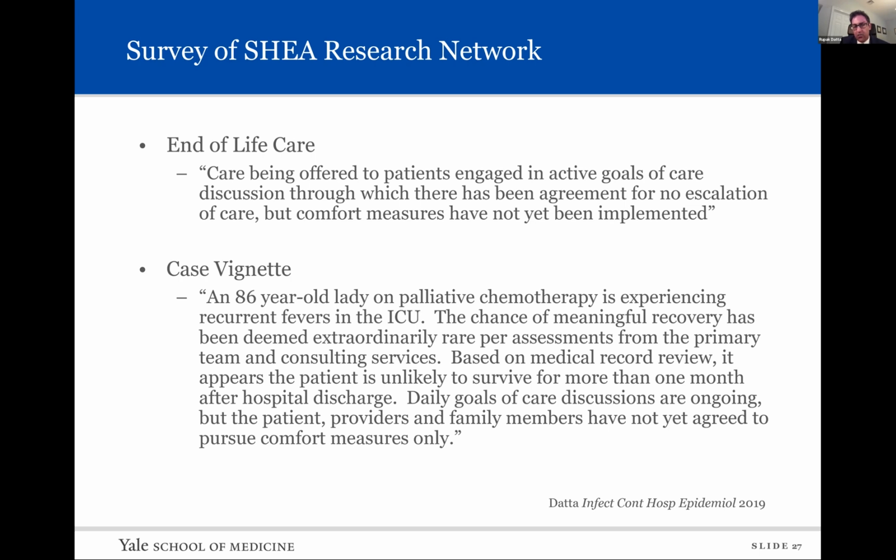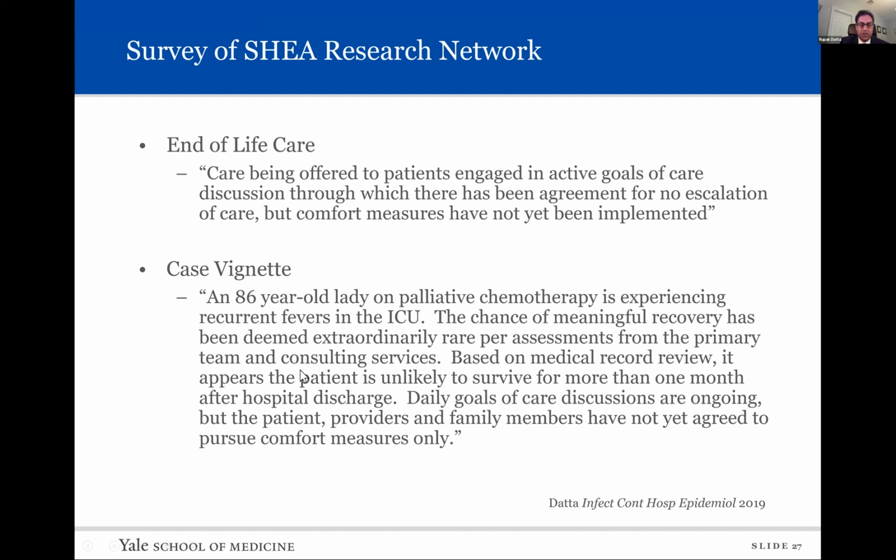And what was shared with these hospitals was a case vignette and subsequent questions related to this case vignette. Because the end of life period is very nebulous and not well defined, we defined end of life care as care being offered to patients engaged in active goals of care discussion, through which there's been agreement for no escalation of care. But comfort measures have not yet been implemented. The rationale here is that many hospitals may have protocols that following transition to comfort measures, maybe all medications outside of a few will be discontinued, particularly antibiotics.